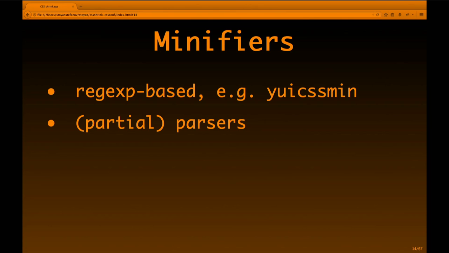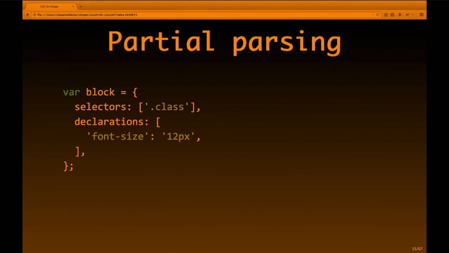The existing minifiers are either based on regular expressions, like the YUI CSS minifier, or based on some sort of parser that I call partially parsing. Because this is what you get in JavaScript, what you like to have, right? Okay, this is my CSS rule, I have a bunch of selectors and some declarations, and it looks nice, and I can work with that. I can see if I can minify any of those.